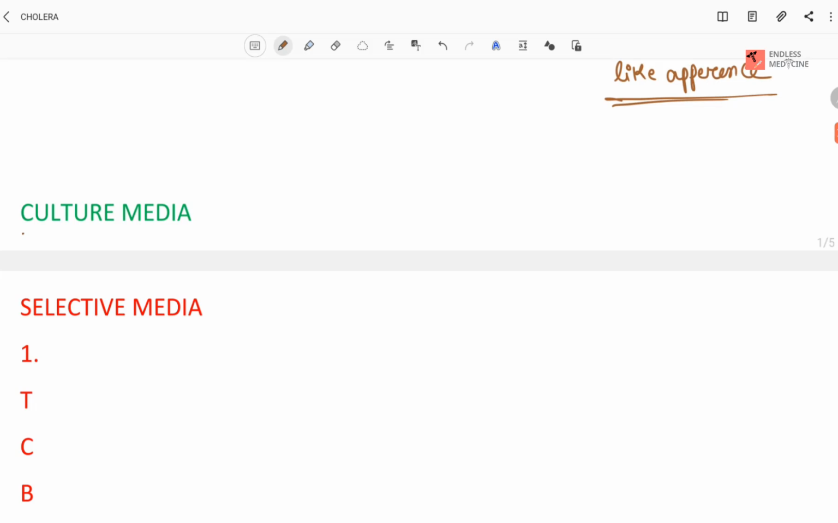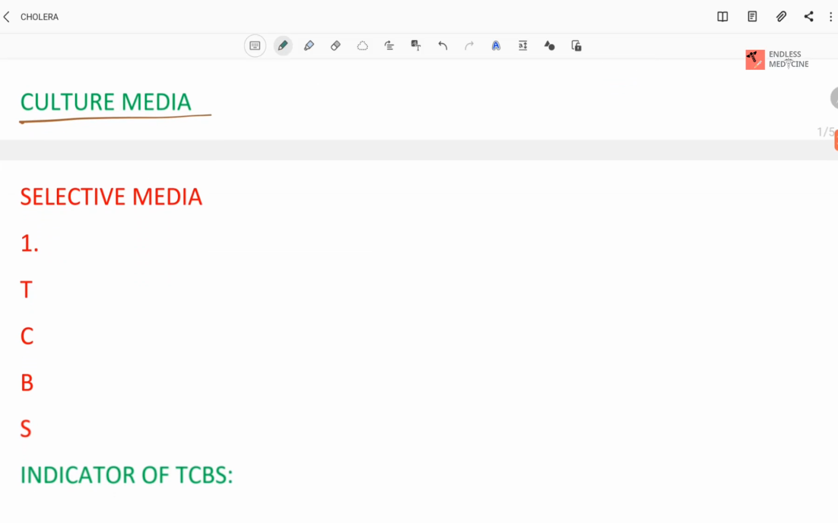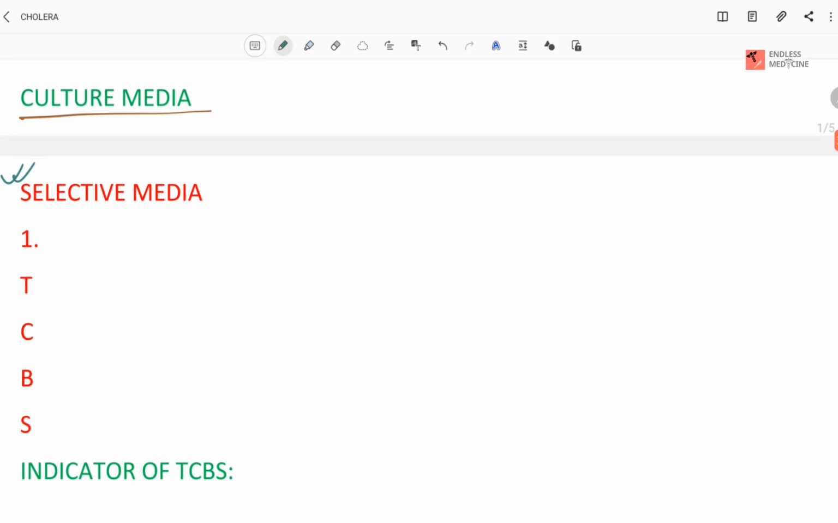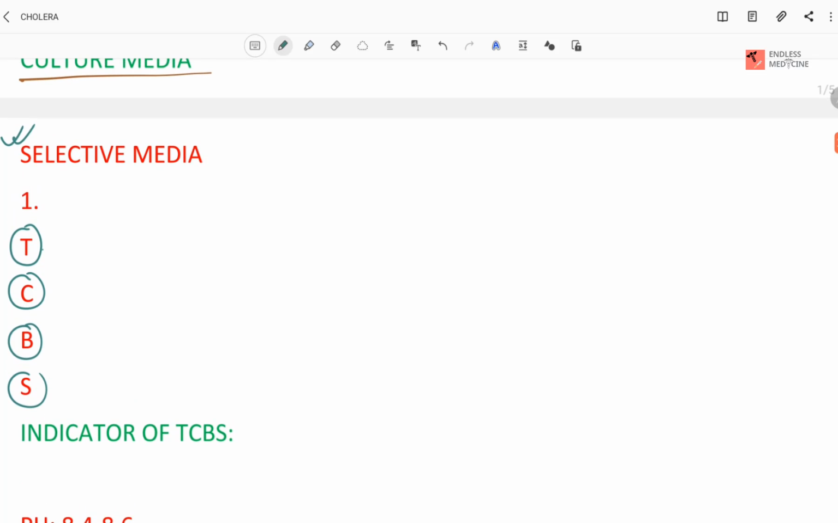Now come to the culture media. First is selective media. The most important selective media is TCBS. What is the full form of TCBS? T for thiosulfate, citrate, bile salt, sucrose agar.